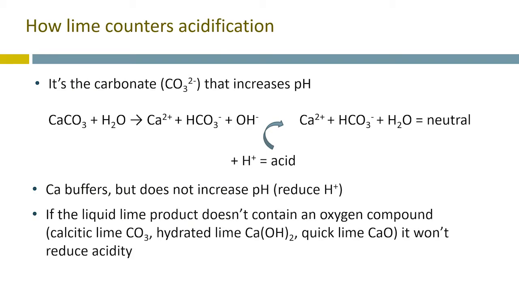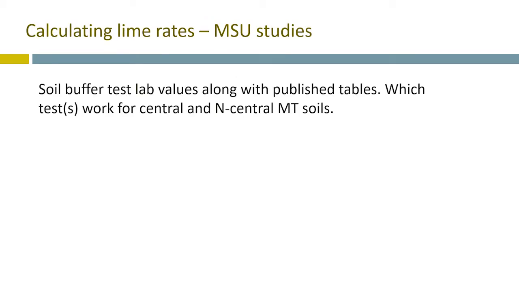So there are liquid lime products out there. Some use the term kind of loosely, liquid calcium, liquid lime. You really need to be careful what you're buying or selling because if there's not an oxygen compound in there, like carbonate, hydroxide, or calcium oxide, it won't reduce acidity, meaning if it's, say, calcium chloride, there will be no change in soil pH. So how would you calculate lime rates based on MSU studies?